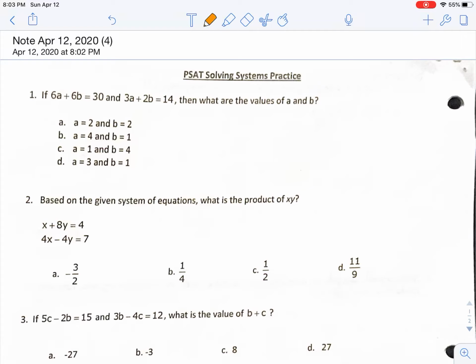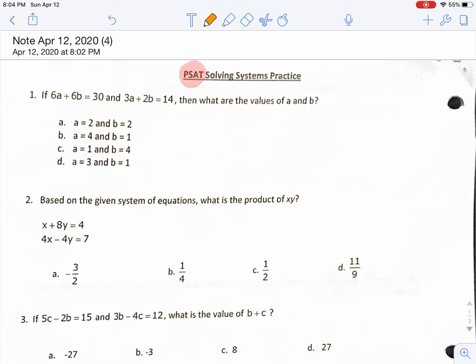Okay guys, so we are on page 18, last page of your packet. And these are types of problems that you would find on the PSAT. Now this year we're supposed to be taking that PSAT and SAT this week on Wednesday, Tuesday. But obviously since we're still not back in school, we're not taking it. But I still wanted us to have some problems that are similar to ones you would find on the PSAT and show you how you could do them using the methods we just learned in this chapter.